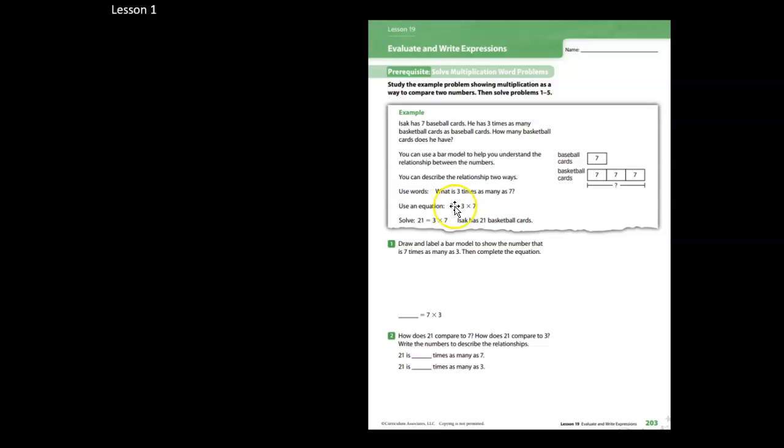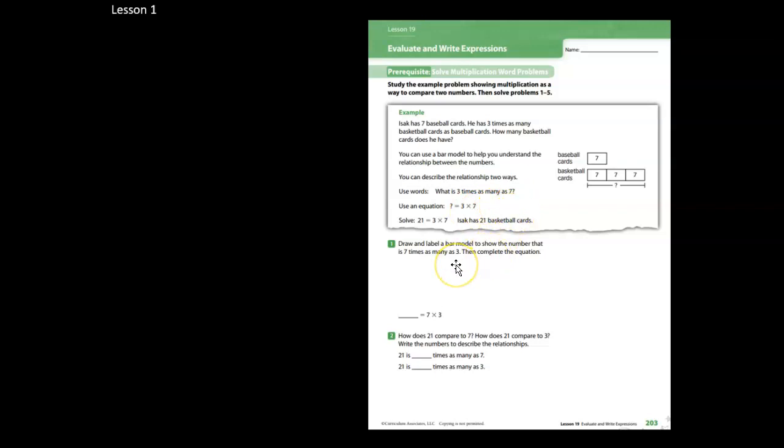I'm going to go over this example with you real quick, and then I'm going to ask you to do the worksheets. This says Isaac has 7 baseball cards. So they drew this little box right here, and it says 7. And then he has 3 times as many. So they drew 3 boxes, a 7, a 7, and a 7, because that's 3 times as many baseball cards. You can use a bar model to help you understand the relationship between numbers. You can describe the relationship in 2 ways. You can use words, what is 3 times as many as 7, or you can write an equation. Not knowing the answer, equals 3 times 7.